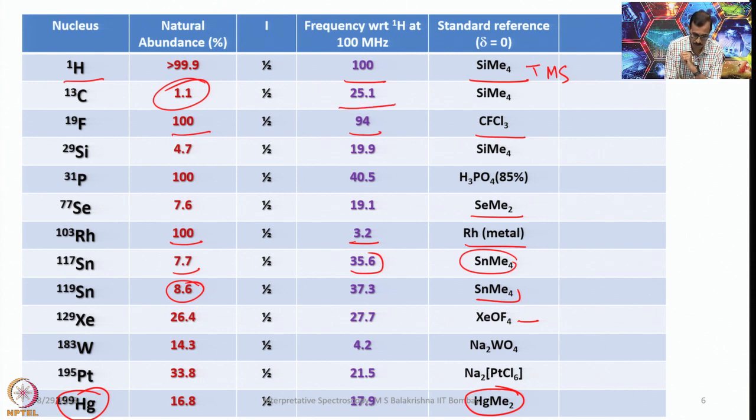If you compare the frequency, this is 1/4 of it. Similarly for 19F, the abundance is 100%. We don't have any other isotope of fluorine. Here the frequency corresponding to 100 megahertz in proton is 94. Similarly, you can see here 29 silicon, 31 phosphorus, 77 selenium, 103 rhodium, 117 as well as 119 tin, 129 xenon, 183 tungsten, 195 platinum, and 199 mercury. All the corresponding frequencies are given here, and this gives you an approximate ratio. From that, if the frequency is known for hydrogen, you can calculate the corresponding frequency for other nuclei. I have also given the standard references for some of these nuclei used in NMR.